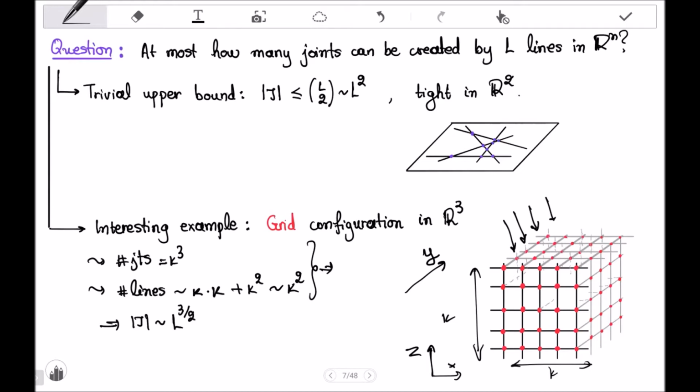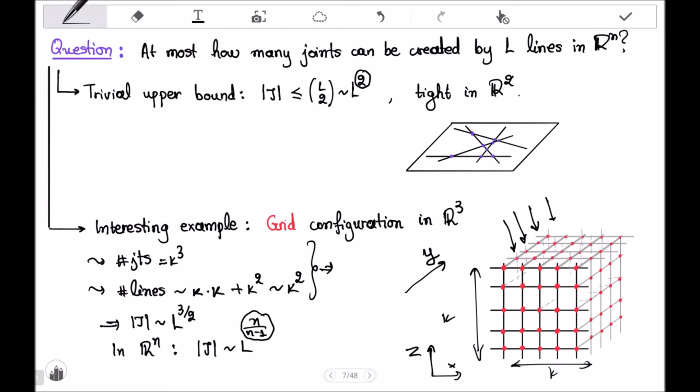That is a lower bound inside R3. And in general, in Rn, a grid configuration will similarly give that the joints in that grid are about the number of lines to the n over n minus 1. So this is a lower bound in all dimensions. And the correct upper bound lies somewhere between this one and the L squared that we found above.